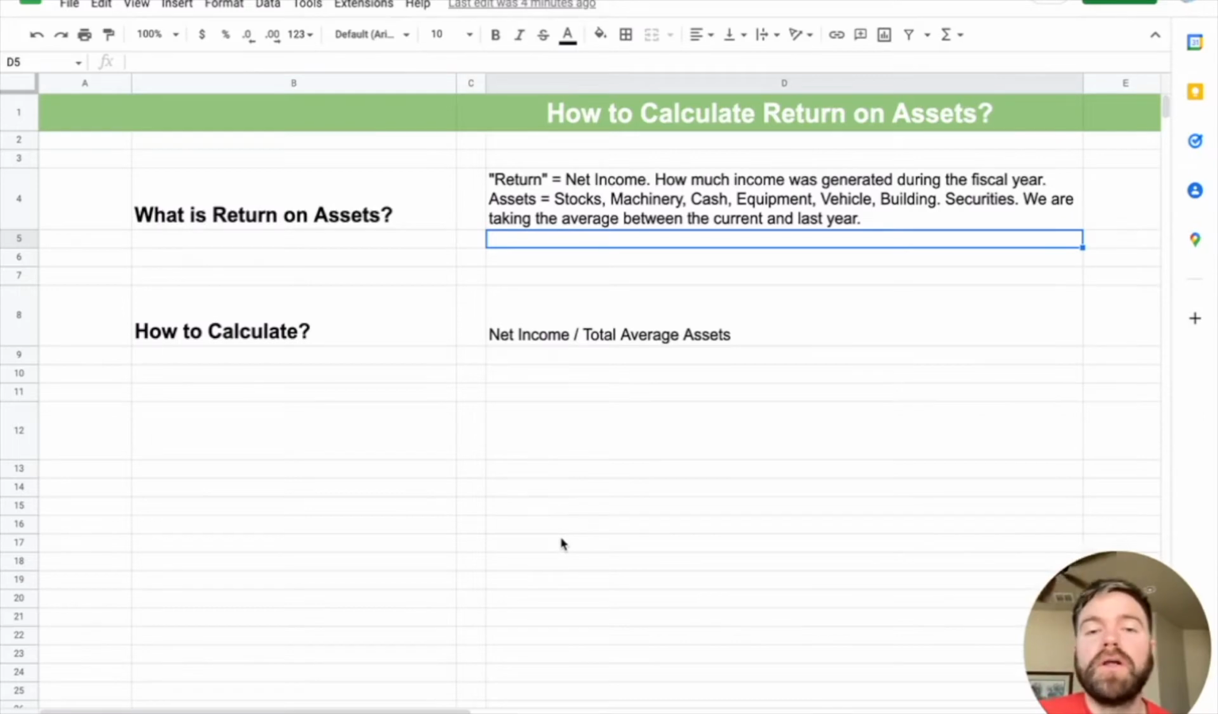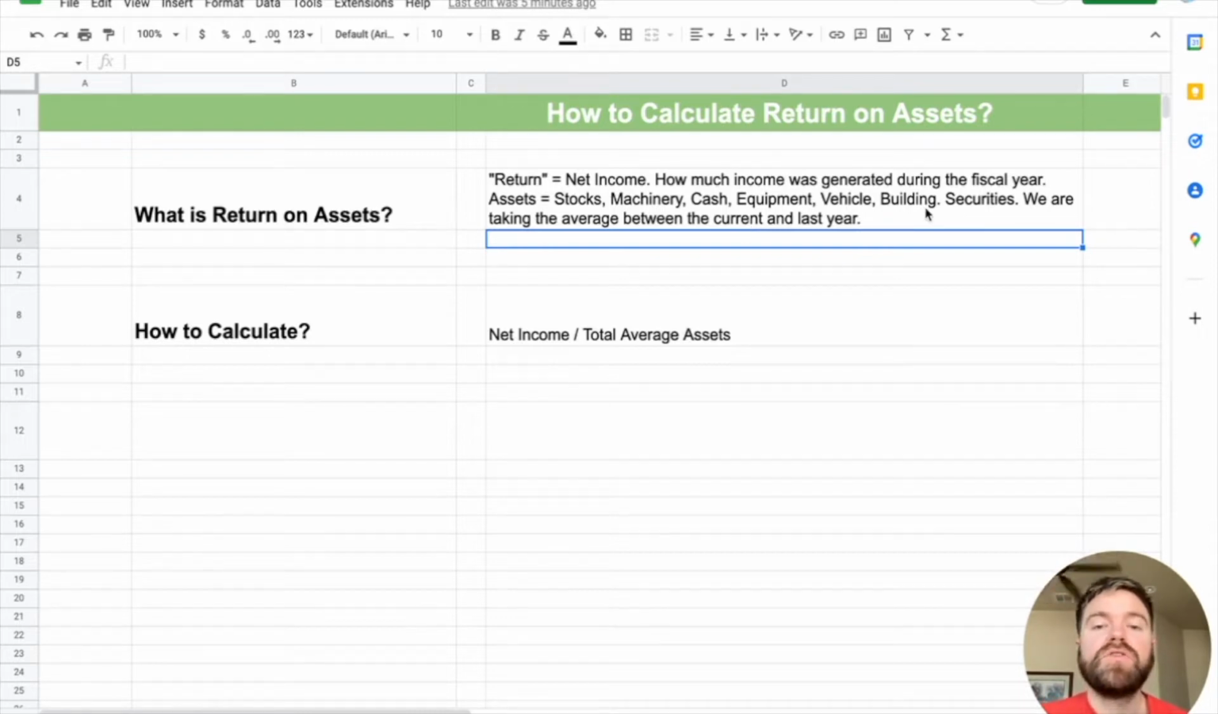Okay, so return on assets, what does that really mean? Well, when you think of the word return, in any financial ratio, return really just means income. How much net income was returned over what? And in this example, it's going to be assets. So as you see in the definition, how much income was generated during the fiscal year? And assets is stocks, machinery, cash, equipment, vehicles, buildings. There's lots of examples of assets.